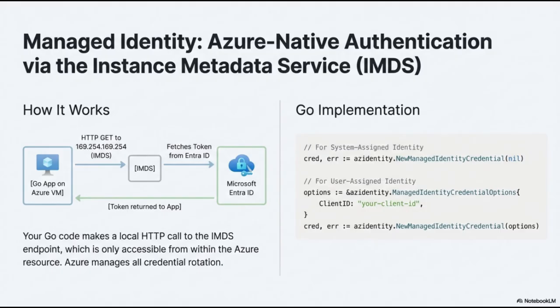Implementing this in Go is straightforward using the azidentity package. For a system-assigned managed identity, you can simply call NewManagedIdentityCredential with a nil parameter. If you are using a user-assigned managed identity, you define a ManagedIdentityCredentialOptions struct containing your specific client ID and pass that into the same function. This abstraction allows your code to remain clean while Azure handles the complexities of identity management.